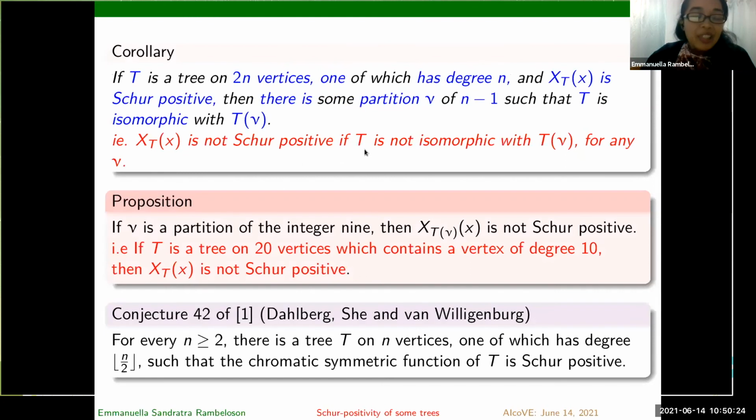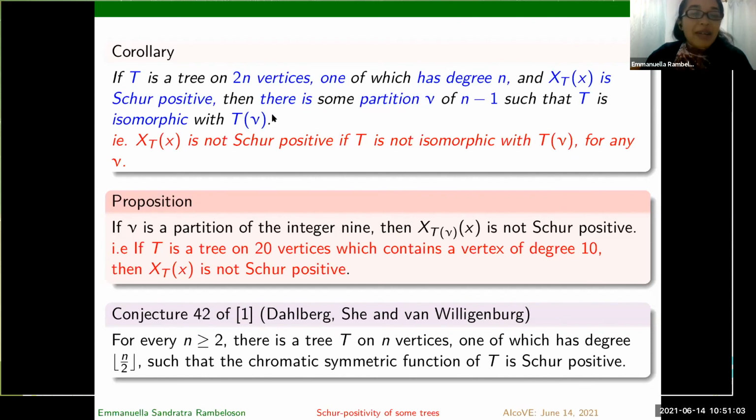All right. In consequence to the corollary that we have just seen before, we have the following corollary, which says that if we have a tree on 2n vertices that contains a vertex of degree n, and if we suppose that the chromatic symmetric function of T is Schur-positive, then there must be a partition ν of n minus 1 such that T is isomorphic with T of ν. This is the tree arising from the partition ν.